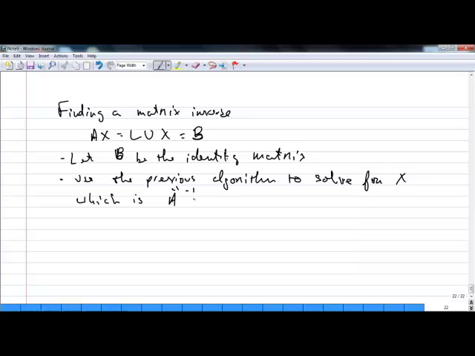There's also applications to computing the determinant, which I won't go into now because we haven't talked about determinants yet. So LU decomposition has applications for computational mathematics. It's an efficient algorithm for solving matrix inverse problems as well as solving AX equals B.